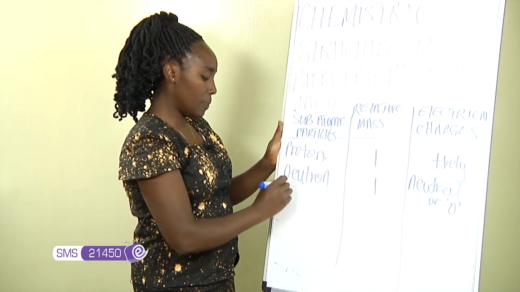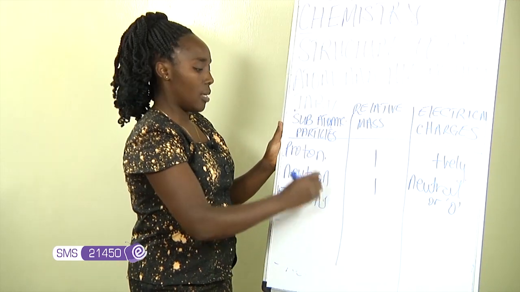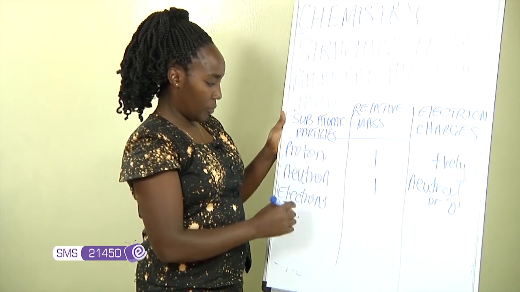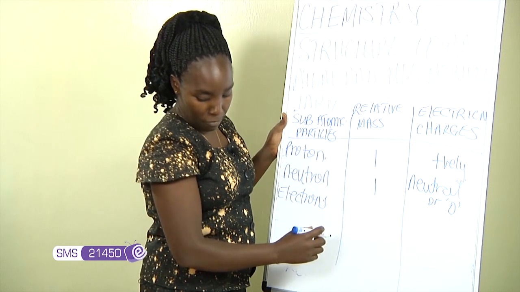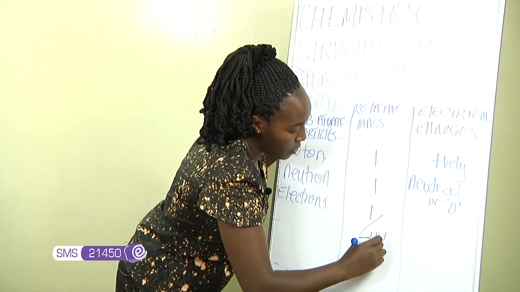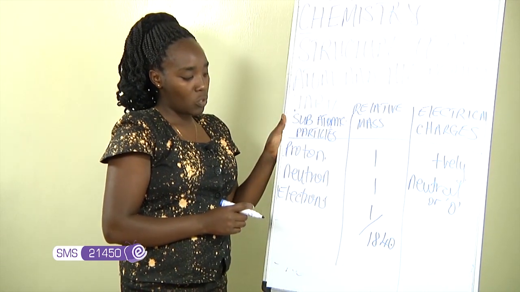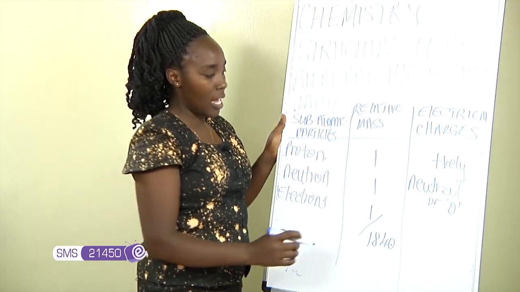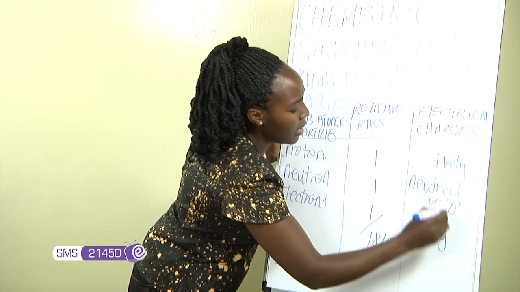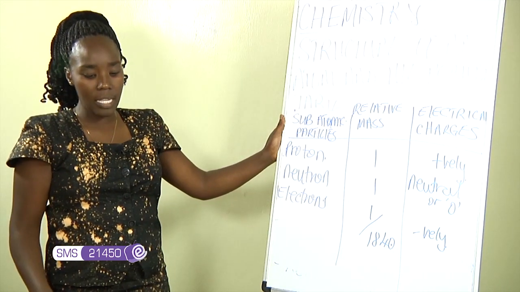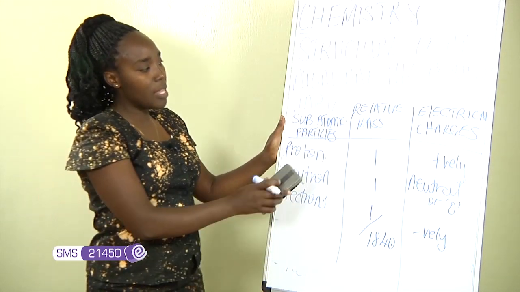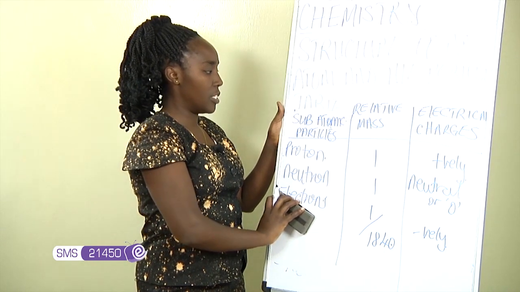And then the electrons. The electrons, we have said that they have a negligible mass. Therefore, we can talk of its mass being 1 over 1840. This is a relative mass to some of the standard atoms that we usually have in the lab. And then the electrical charge of it, we have said that it is negatively charged. So that is a summary table that gives us the particles that are found in an atom and the way they are represented with their masses and their charges.